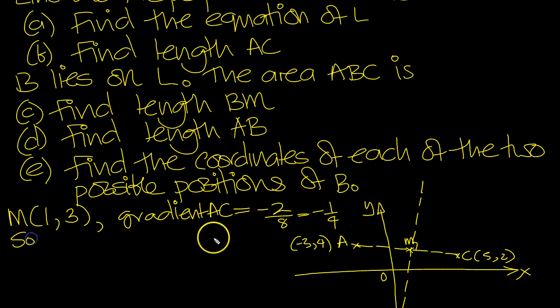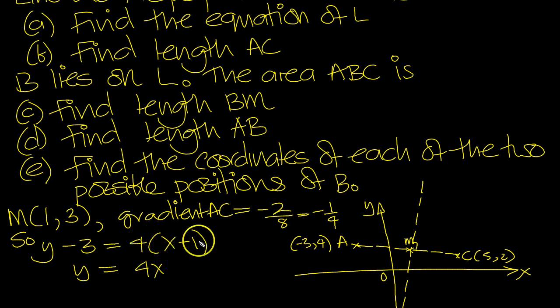So the equation of the line L goes through the point M. So y minus the y value is equal to the gradient of the perpendicular, which is 4, times x minus the x value of M. So here y is equal to 4x minus 4 plus 3, which is minus 1. So there's the equation of the line L, which we've done there.